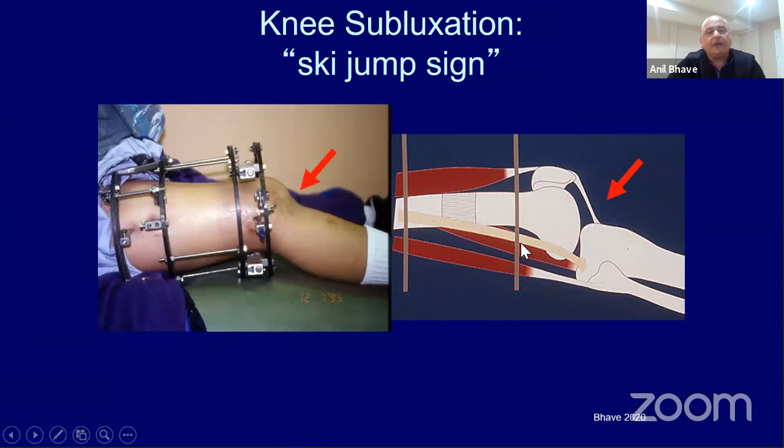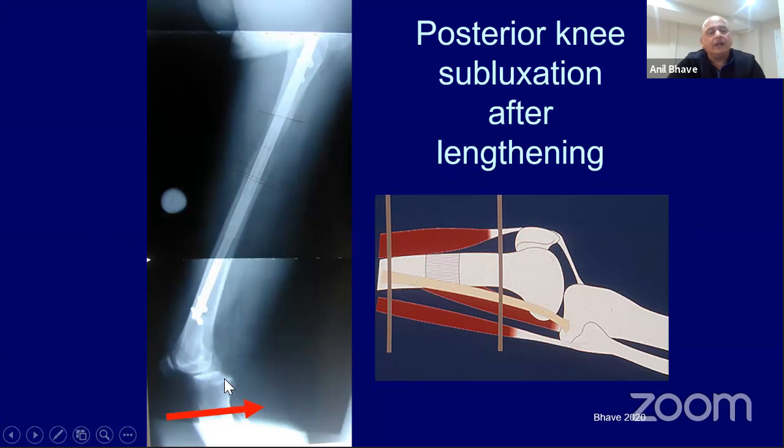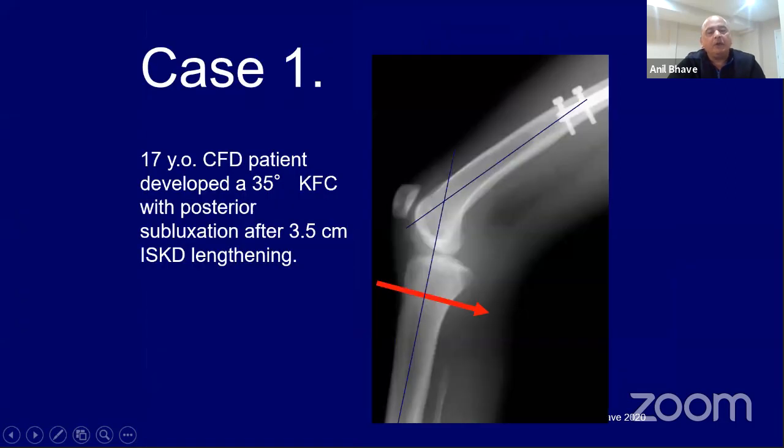This is just a graphic example of why the subluxation occurs. That's another example of a slight subluxation. So obtaining the long lateral X-ray during lengthening becomes very critical for analysis, and clinically measuring the subluxation or a sag sign of the tibia becomes important. This is case one, early subluxation, which developed a 35-degree flexion contracture.